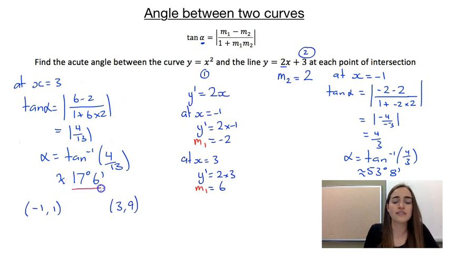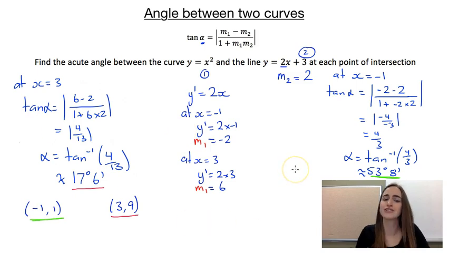So this is the angle between our curve and our straight line at this point of intersection, and this is the angle between our curve and our straight line at this point of intersection. I could have written my answer a little bit neater if I had a bit more room. But that's having a look at finding the angle between two curves.